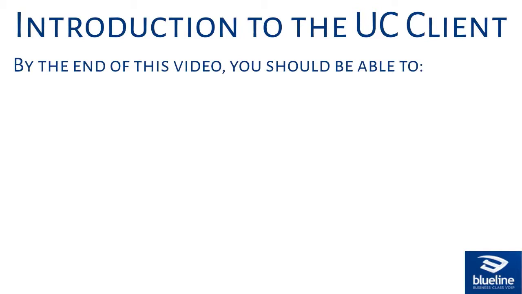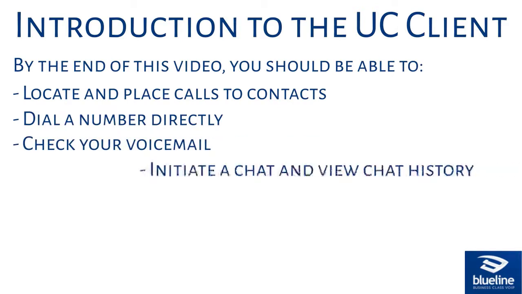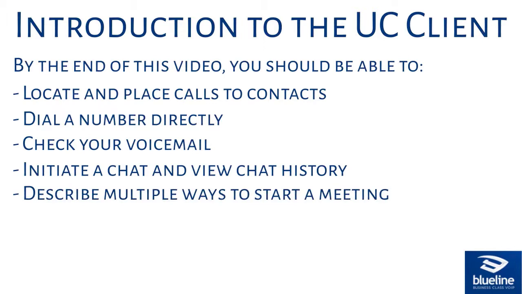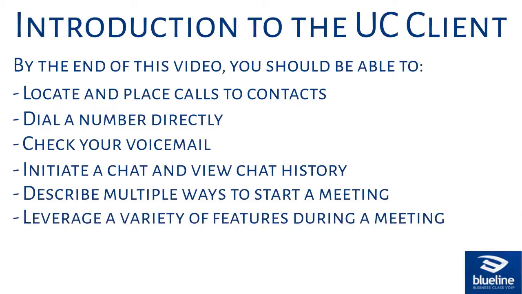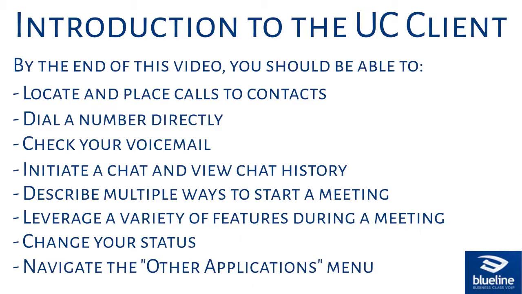By the end of this video, you should be able to locate and place calls to contacts, dial a number directly, check your voicemail, initiate a chat and view chat history, describe multiple ways to start a meeting, leverage a variety of features during a meeting, change your status, and navigate the Other Applications menu. We'll start by highlighting the most basic functionality, and then move into more complex features of the UC client.